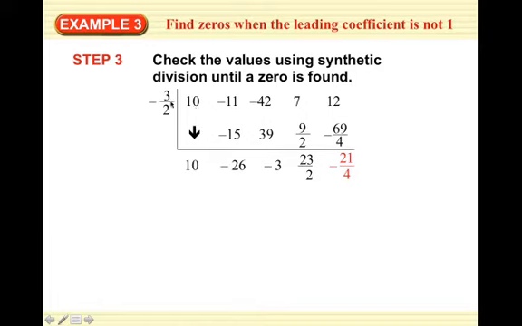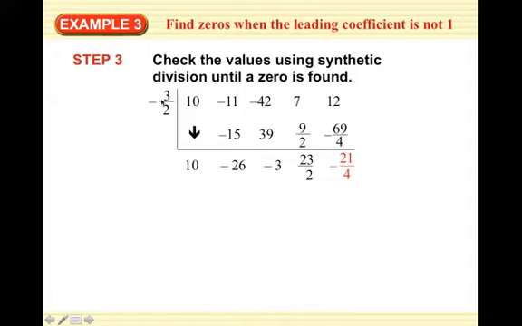10 times -3/2 gives us -30/2, which is -15. -11 plus -15 is -26. Times -3/2, let's see, -26 divided by 2 is -13. -3 times -13 is 39. -42 plus 39 is -3.